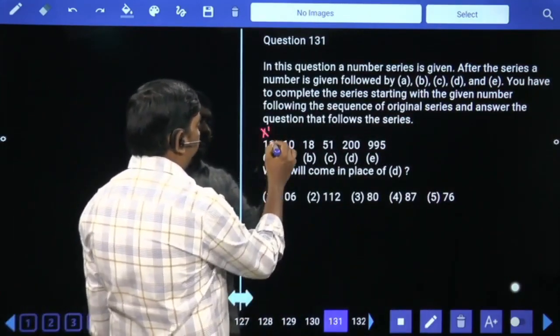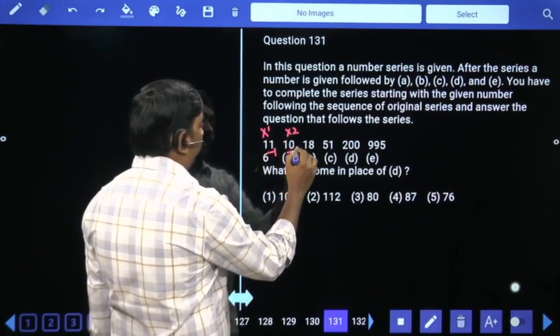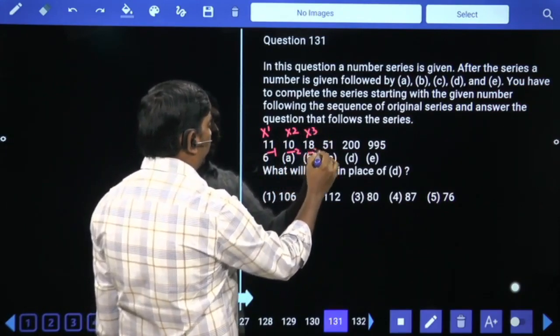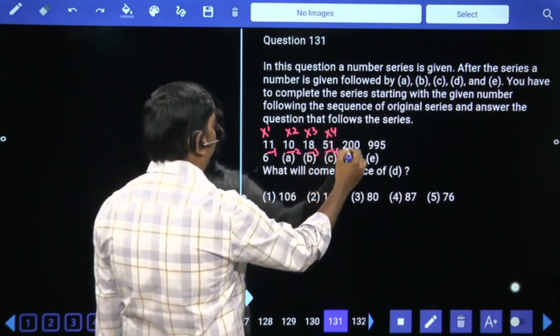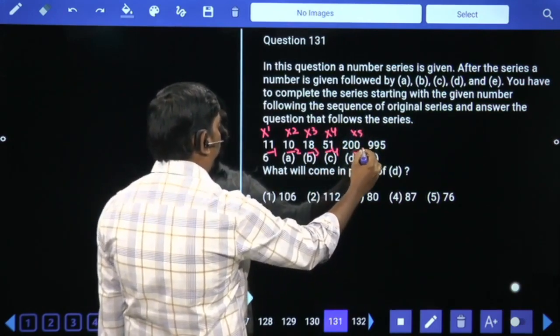Into 1 minus 1. Into 2 minus 2. Into 3 minus 3. Into 4 minus 4. Into 5 minus 5.